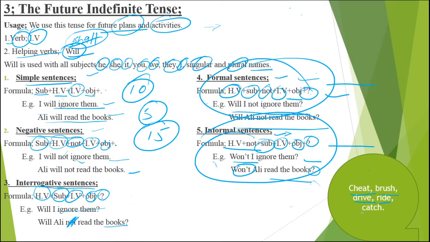He catches the ball, he does not catch the ball, does he catch the ball, does he not catch the ball, doesn't he catch the ball. He caught the ball, he did not catch the ball, did he catch the ball, did he not catch the ball, didn't he catch the ball. He will catch the ball, he will not catch the ball, will he catch the ball, will he not catch the ball, won't he catch the ball.